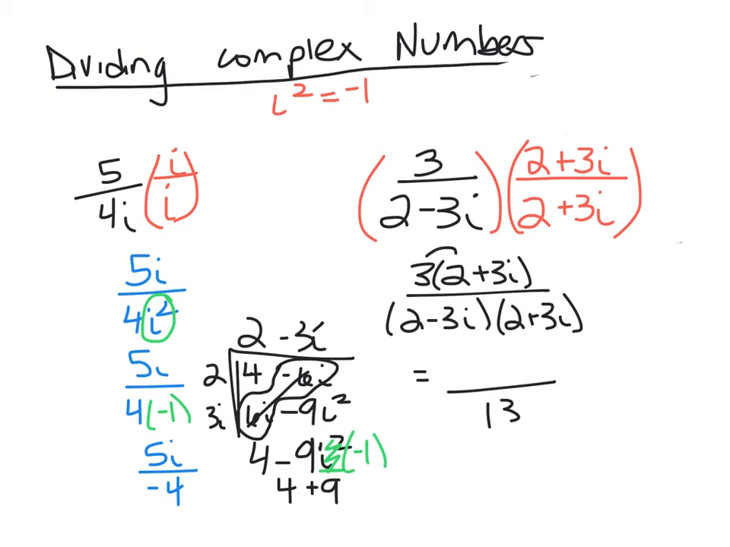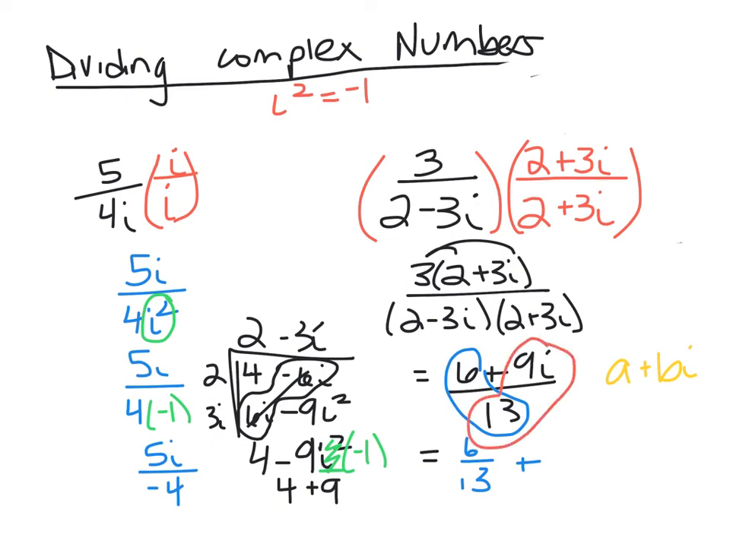And I'm going to distribute my numerator: 6 plus 9i. And the last thing is, I like to have things in a plus bi form, which means I'm going to split up this fraction: 6 over 13 plus 9 over 13i.